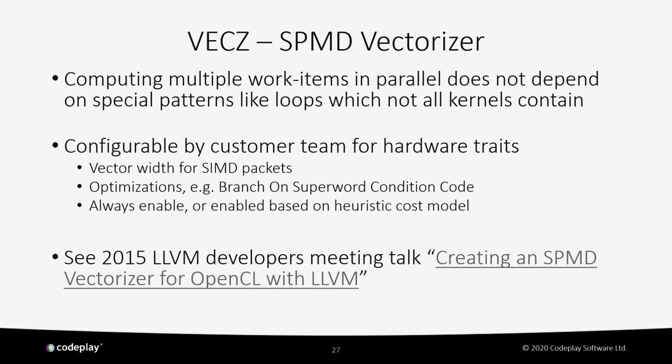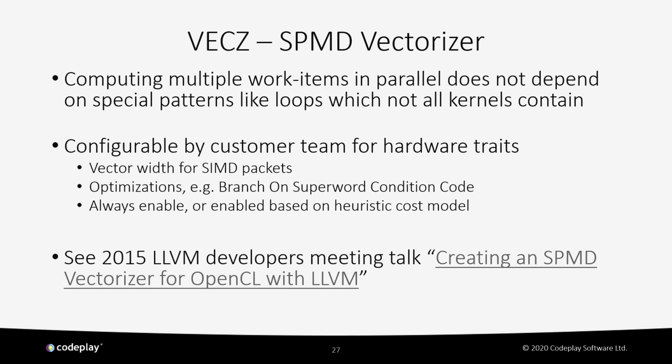One of the nice things about vectorizing horizontally across a workgroup is that it doesn't depend on identifying special patterns like loops inside a kernel, which not all kernels might contain, and this is what is relied upon for vertical vectorization, for example the LLVM loop vectorizer.